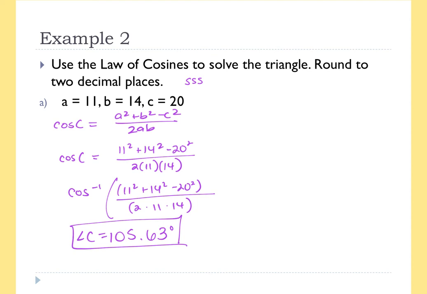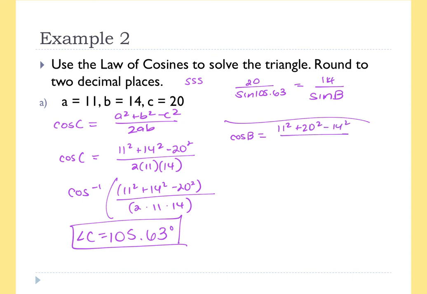Let's set it up. If I use law of sines, I would get 20 over the sine of 105.63 equals B, which is 14, let's say, over the sine of B. That's just if we use B. If I use law of cosines, I would get the cosine of B equals A squared plus C squared minus 14 squared over 2, 11, 20. Which is going to be more accurate? Why? Because the first one's wrong.